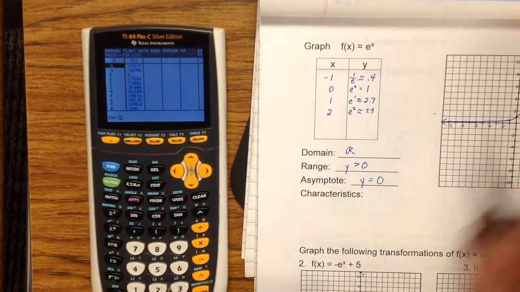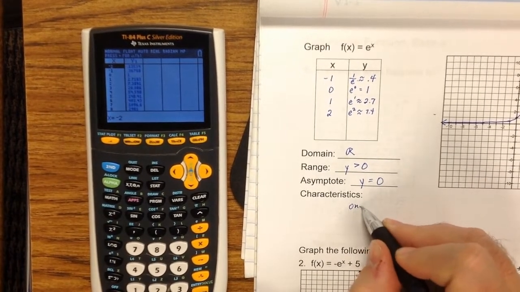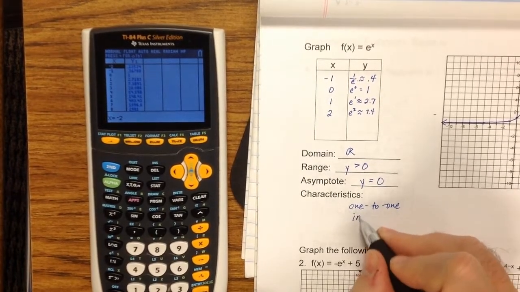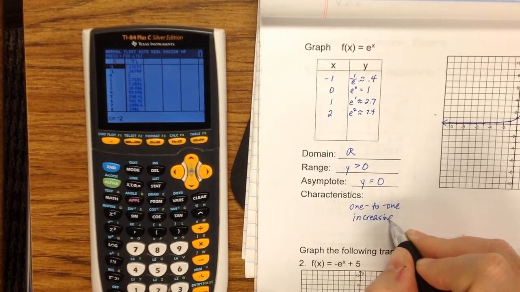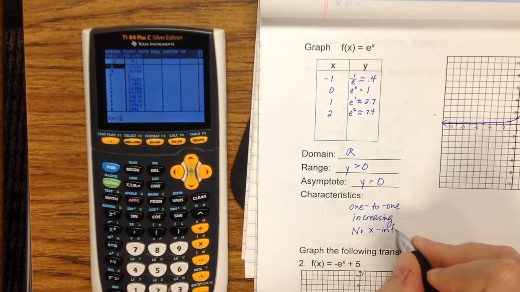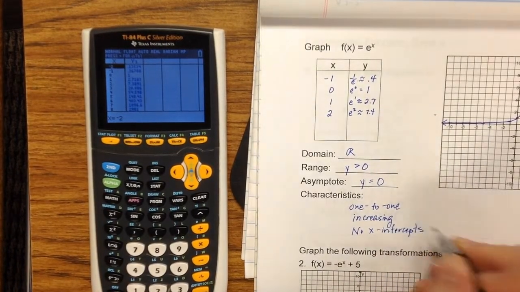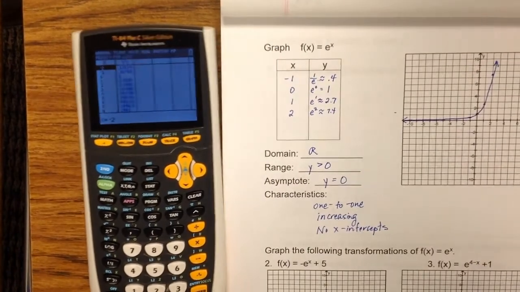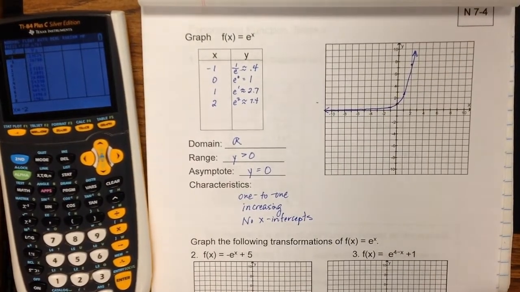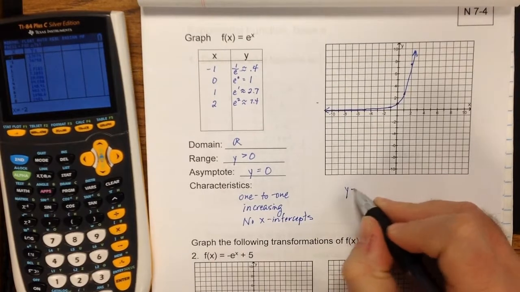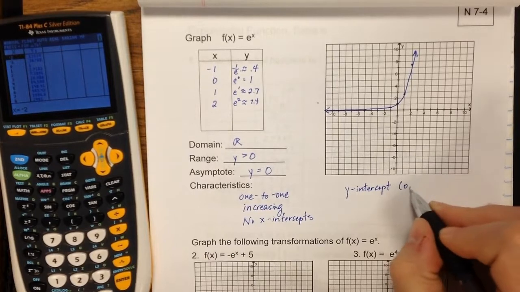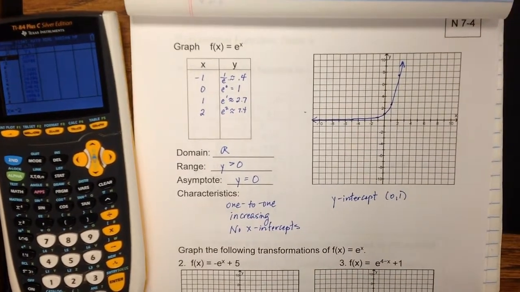Characteristics. Well, it's a 1-to-1 function, like all exponentials. It is increasing over its entire life. I have no x-intercepts. Realize you can't see all this stuff that I'm drawing here. And I have a y-intercept of 0, 1. And there's my graph that you could not see me draw a minute ago. Sorry about that.